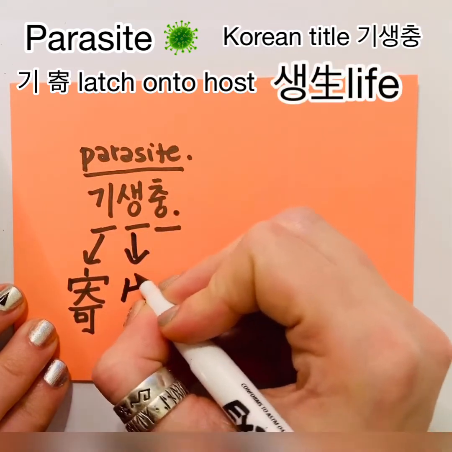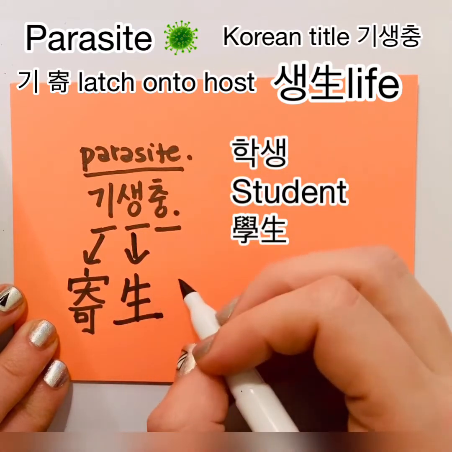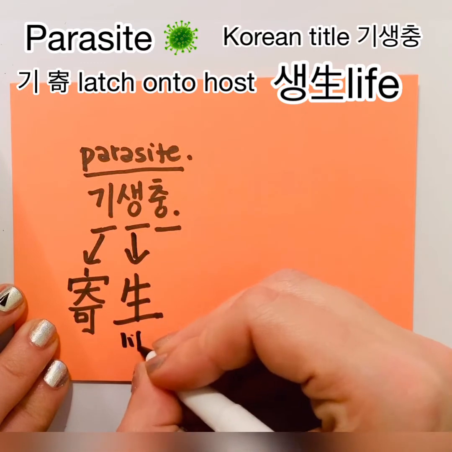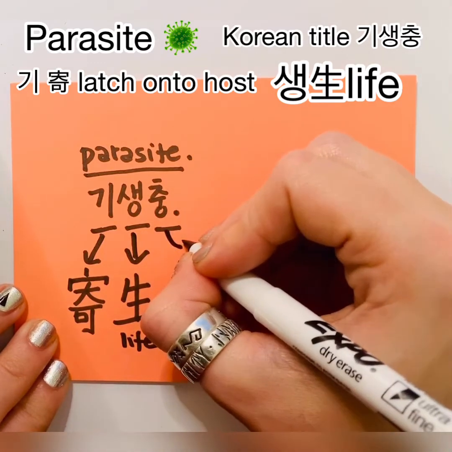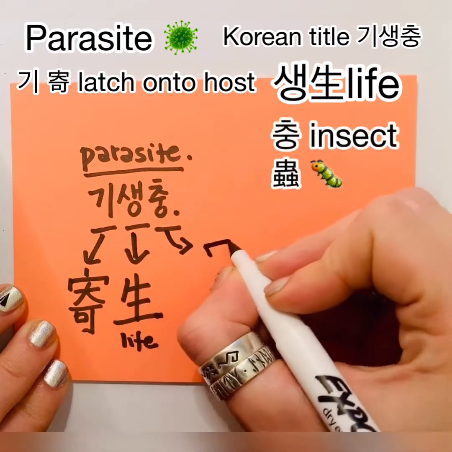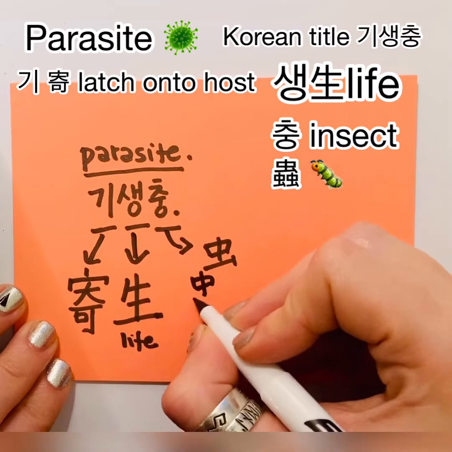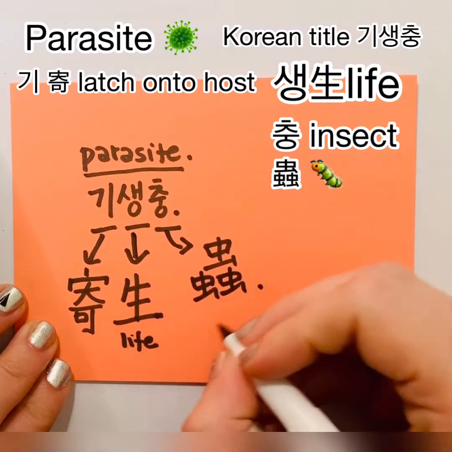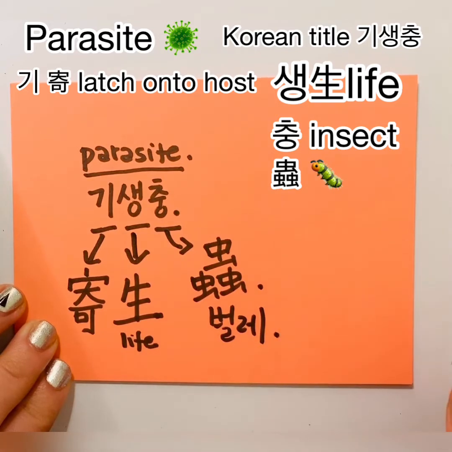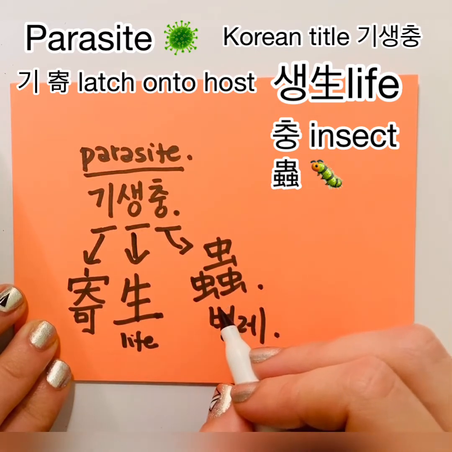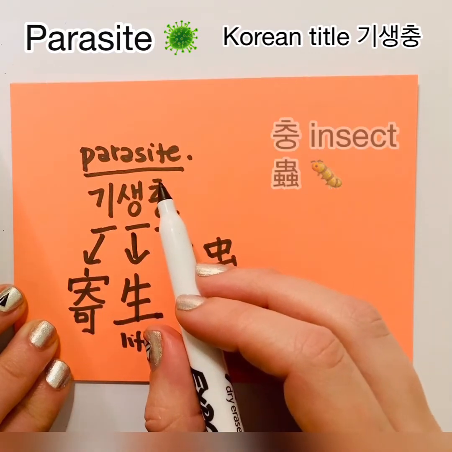생. Like when you see 학생, it's the same 생. This means life. And then this just means bug. And you're basically taking the Chinese character for bug and compounding it. And this just means 벌레 or insect. So this is an insect that can't live without clinging onto other things for life. A parasite.